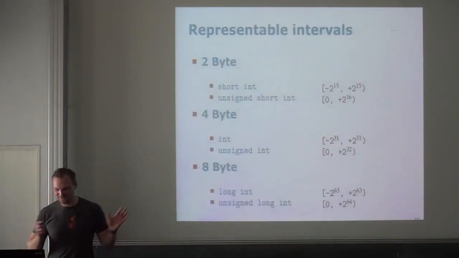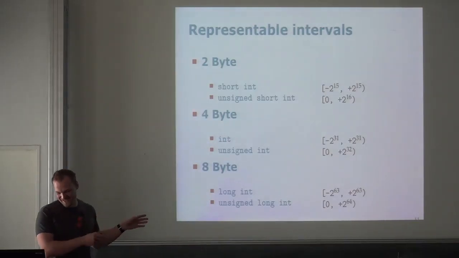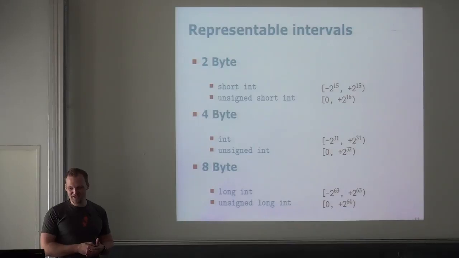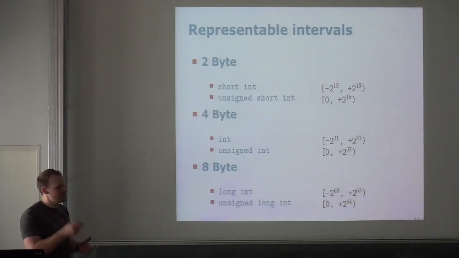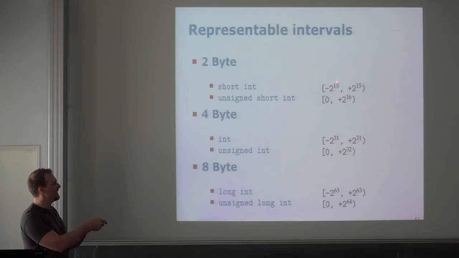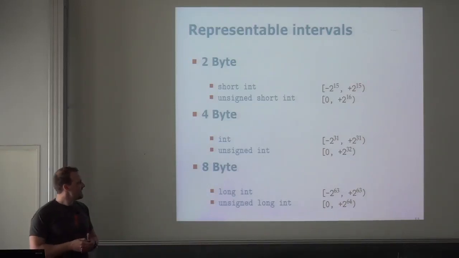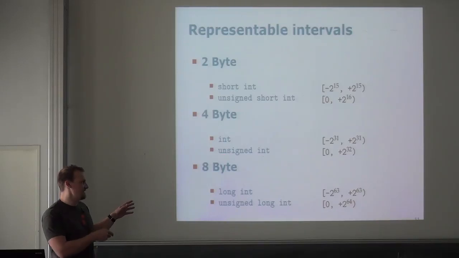All right, so the ranges. Because you have to give up one bit for a sign, whenever you have a signed type, you can only have it from minus 2 to the power of 15 up to 2 to the power of 15. And the same goes for integer, and the unsigned is a bit bigger, but only in one direction.